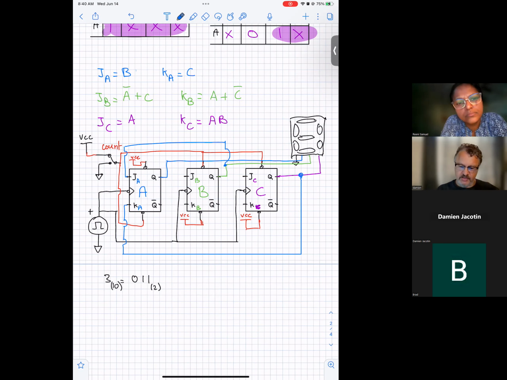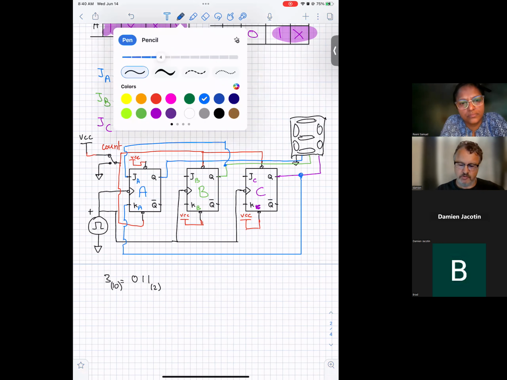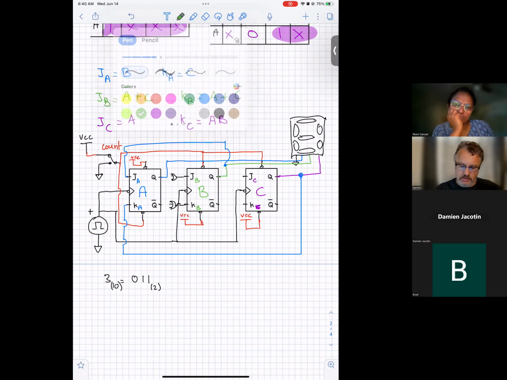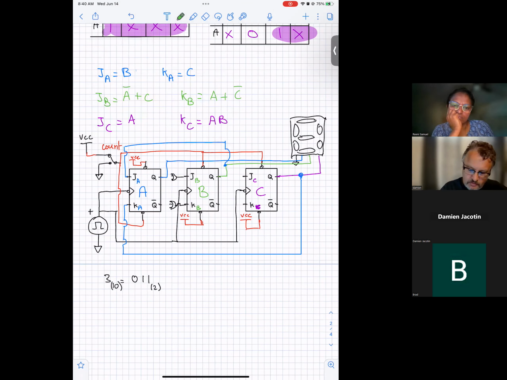Flip-flop B is A naught or C. That means I need an OR gate. Okay, so for JB, I'm going to have a little OR gate right here. And for KB, a little OR gate too. So I'm going like that. Okay, and the two inputs of my OR gate for JB are going to be A naught or C. So we're going to go A naught. That's A naught or C, which is my purple one.